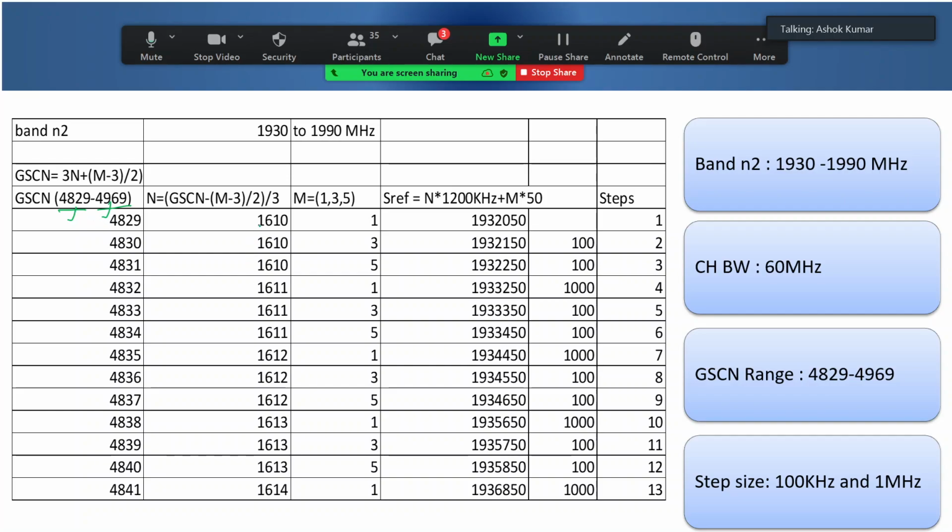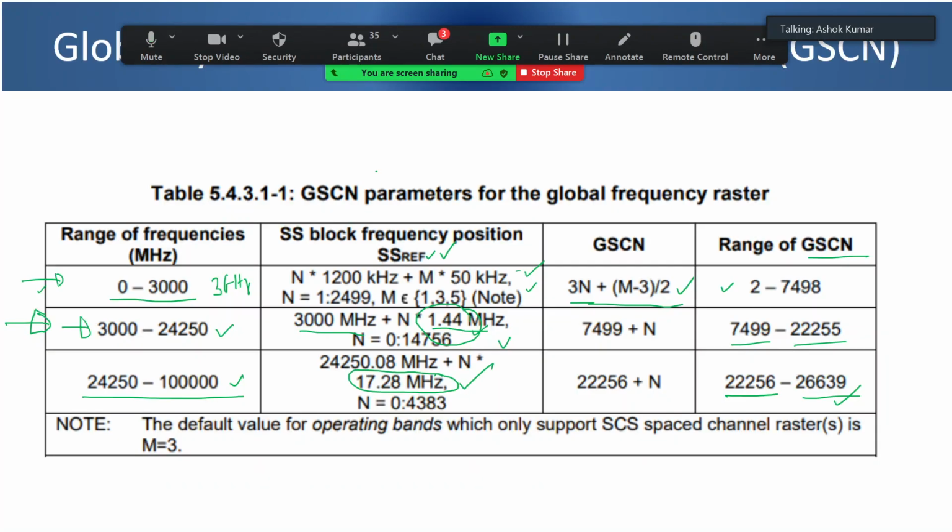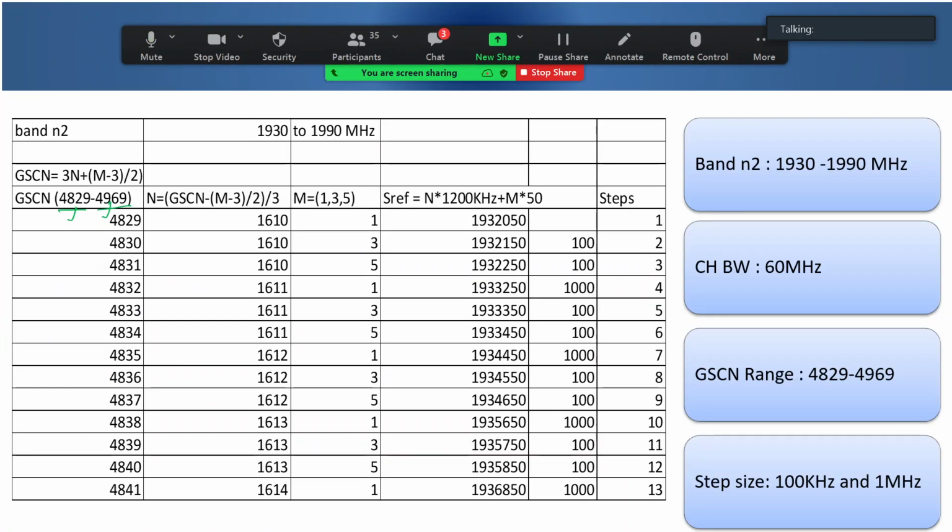Now if you look at the formula for this N2 band, it is less than 3 gigahertz. This formula was there, where GSCN is defined as this. Using this formula, just see this table. If you calculate the value of N, I have just reversed that formula: GSCN is this, so what will be N? N is 1610, the first value, corresponding to this GSCN, and M can be 1, 3 and 5. So SREF, if you calculate, comes to this particular value.